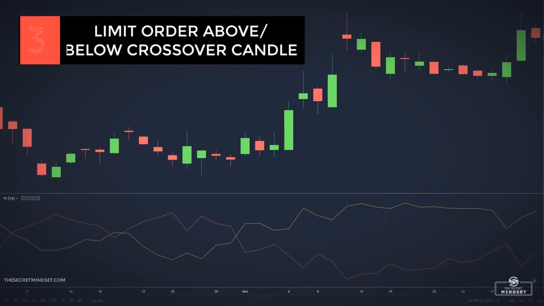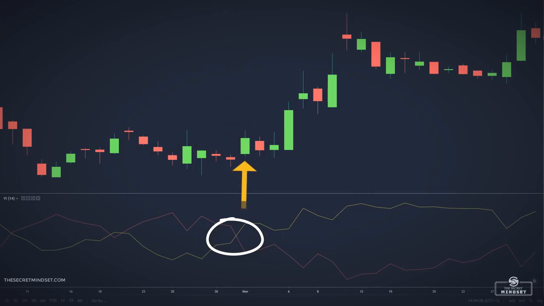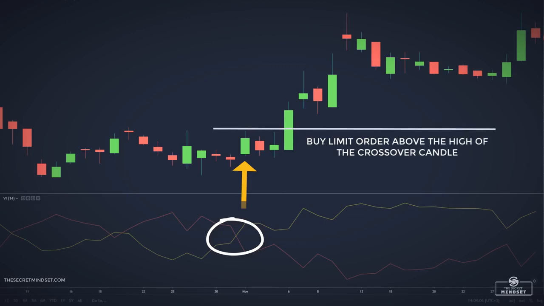You take note of the candle where a crossover between the positive vortex line and the negative vortex line occurred, and you place a limit order at the high or the low of that candle. So you don't enter when the crossover occurs, you wait for the limit order to be filled. This way, the high or the low of the crossover candle will become the entry price of the trade.